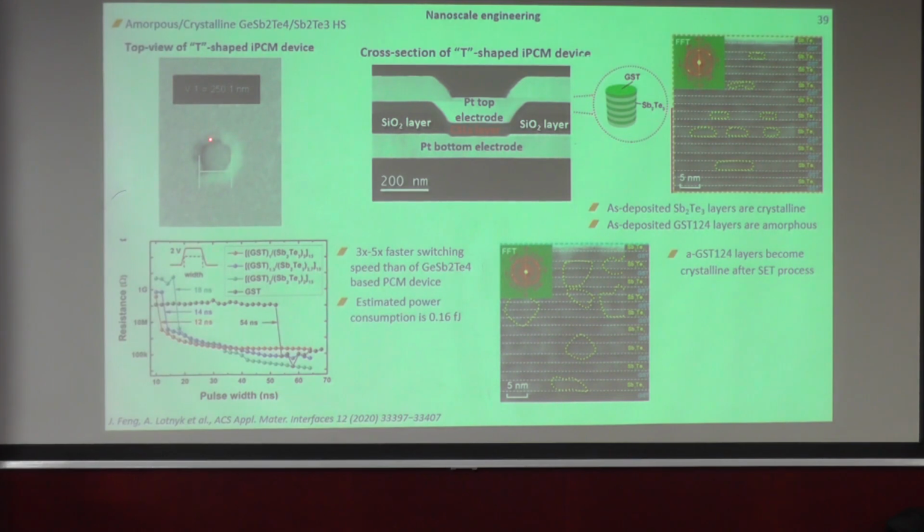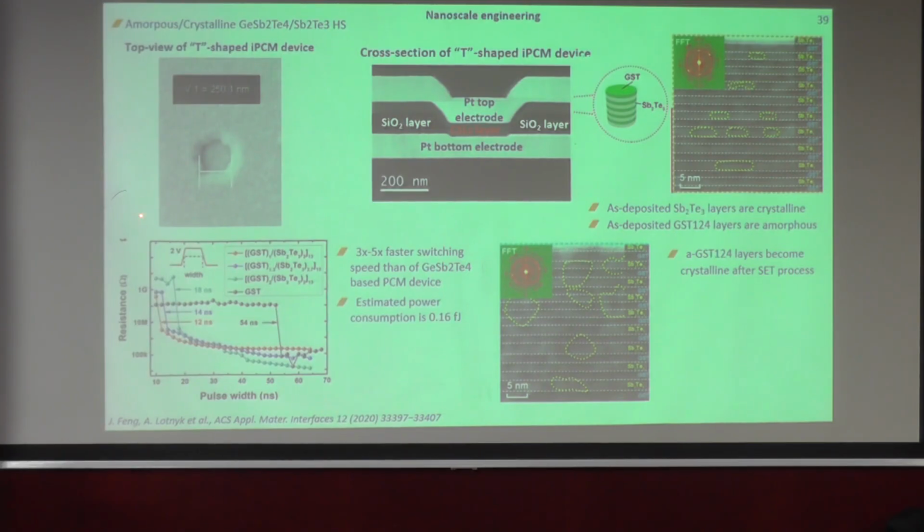Here they prepared a device with the size of 250 nanometers. It's a so-called T-shaped cell consisting of two electrodes, top and bottom. And here we also used a silicon dioxide layer as the dielectric layer, which is also used for CMOS technology. First of all, if you prepare such a multi-layer, such a superstructure consisting of antimony telluride and GST, we can find that it performs better than the homogeneous GST-124.